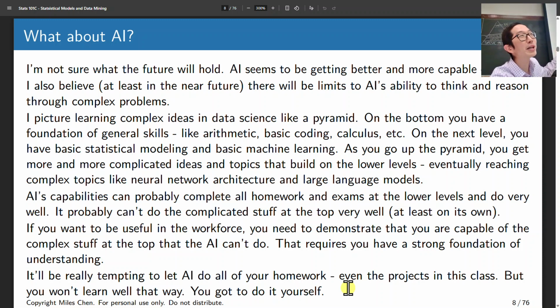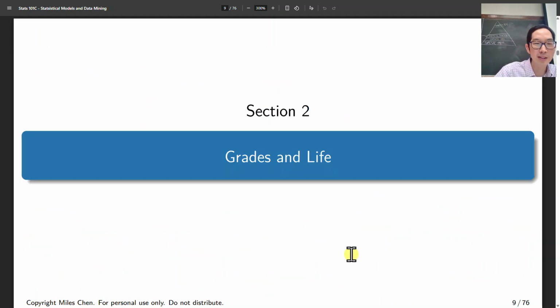Like, you know how to do multiplication. There's no problem with using a calculator to do multiplication, right? But if you rely too much on it, you'll lose the learning stuff.